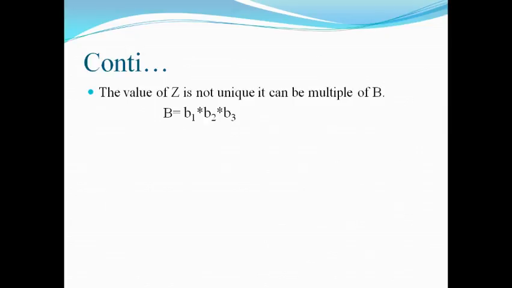The value of z is not unique, it can be in multiples of b. How will we calculate b? b is b1 into b2 into b3. So 3 into 5 into 7, that is 105. The solutions we will get are the multiples of 105, which can be minus 187, minus 82, minus 23, 128 and 233.